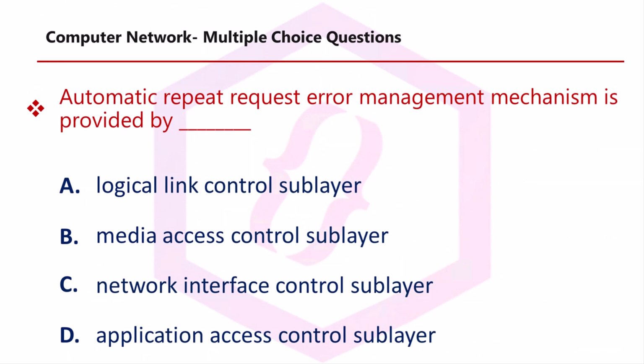Automatic repeat request error management mechanism is provided by option A, logical link control sublayer. Option B, media access control sublayer. Option C, network interface control sublayer. Option D, application access control sublayer. And the correct answer is option A, logical link control sublayer.